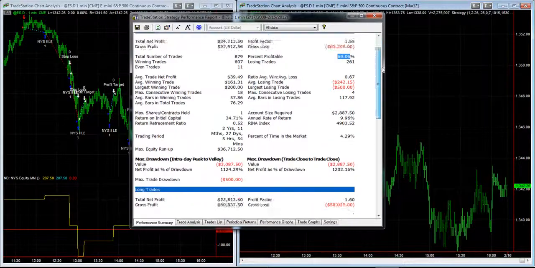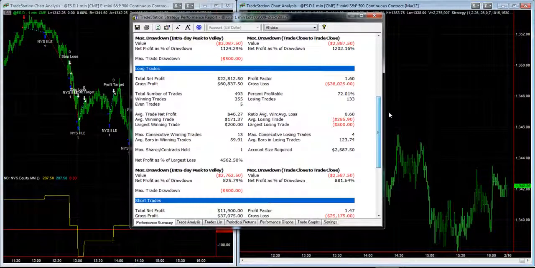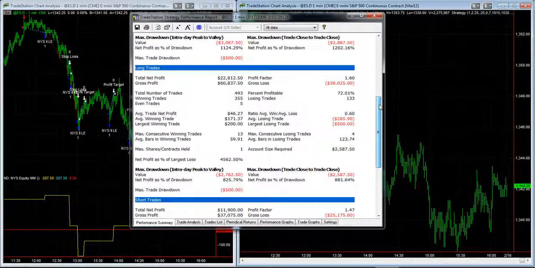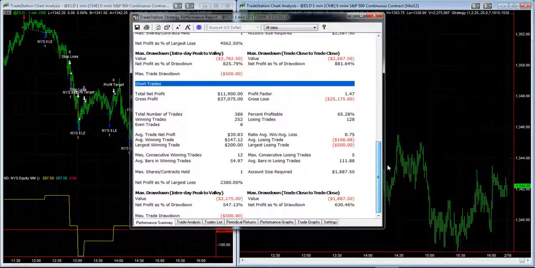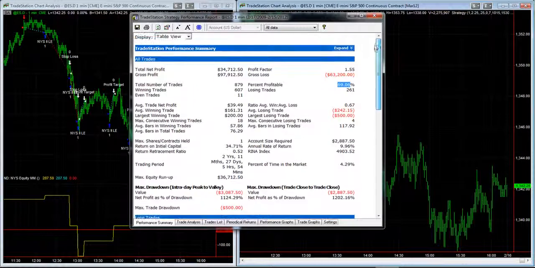Want to take a look at the long trades though. 46.27. That's the average profit per trade on the long trade. So you could just trade the long side the last few years and do pretty good with that average profit per trade, and then just pass on the shorts. So you can set that up in automation as well.